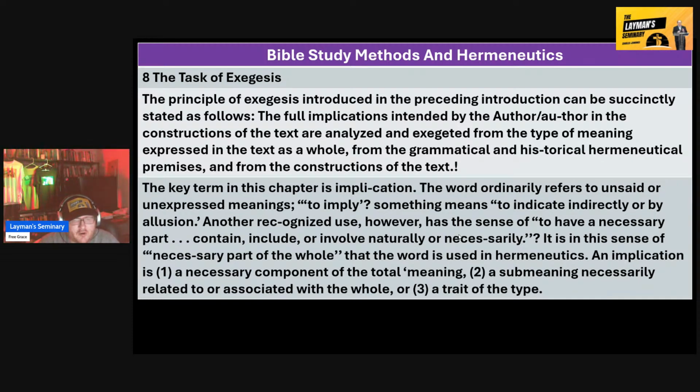The word ordinarily refers to unsaid or unexpressed meanings. To imply something means to indicate indirectly or by allusion. Another recognized use, however, has the sense of to have as a necessary part, contain, include, or involve naturally or necessarily. It is in this sense of a necessary part of the whole that the word is used in hermeneutics. An implication is 1, a necessary component of the total meaning, 2, a sub-meaning necessarily related to or associated with the whole, or 3, a trait of the type.